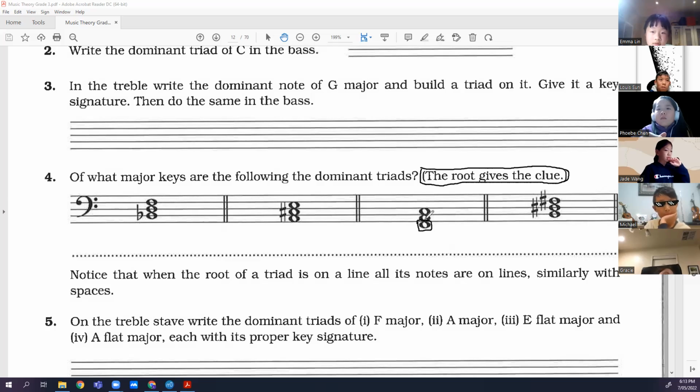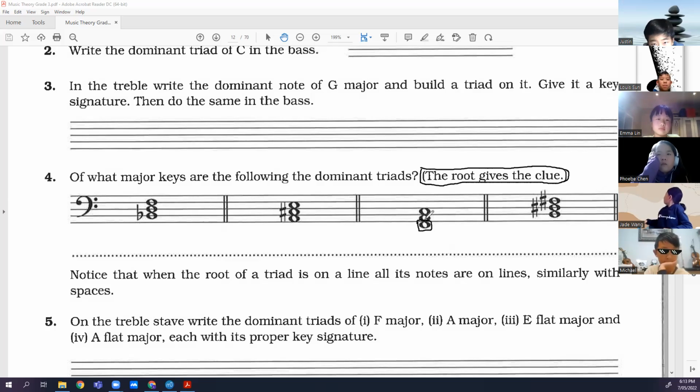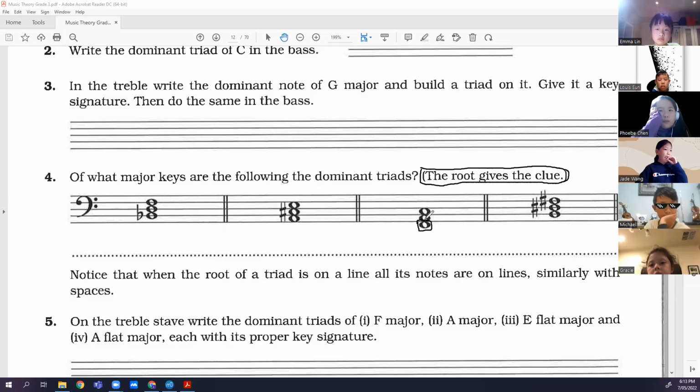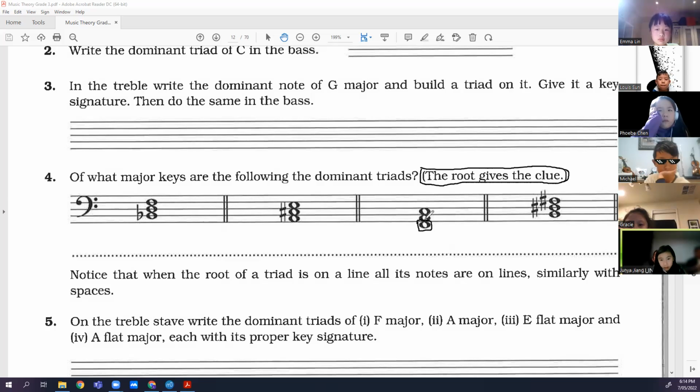B minor, B major, I don't know. Does it start with a B? It starts with a B. That's right, but it's not B major or B minor. So let's think of it in terms of intervals. You have to count a perfect fifth down from F, which gives B flat major. Gracie got it, well done. It's B flat major.